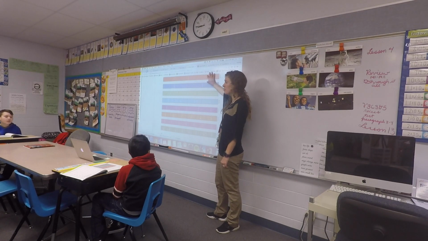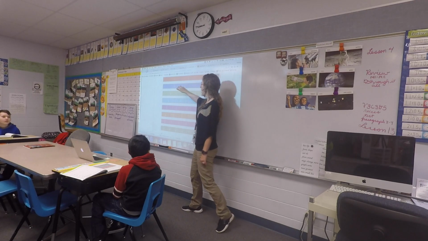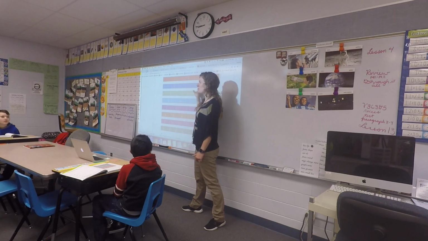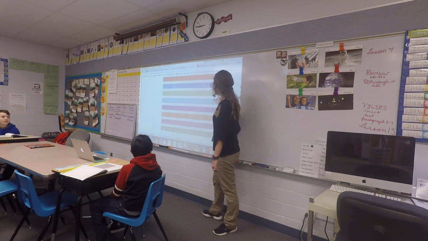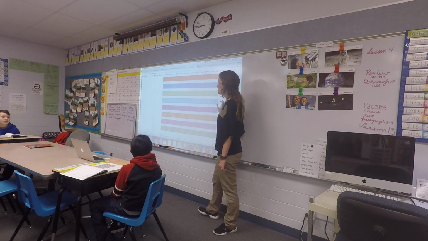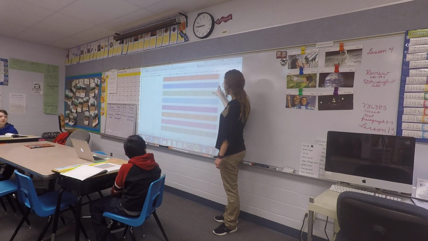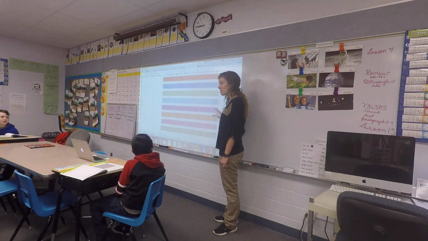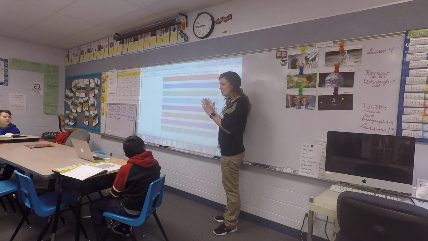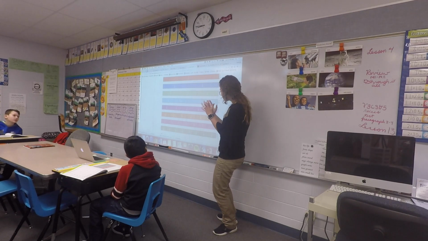1 1s, only 1 box. 1 half, there's going to be 2 boxes, 1 out of the 2 boxes. 3 thirds, there's going to be 3 boxes. 4 fourths, there's going to be 4 boxes. What do you notice about the boxes? As the denominator gets higher, what happens to the boxes? They get shorter, or smaller.